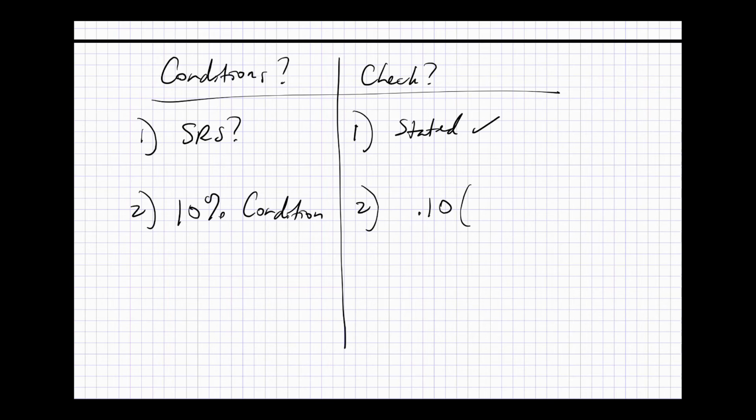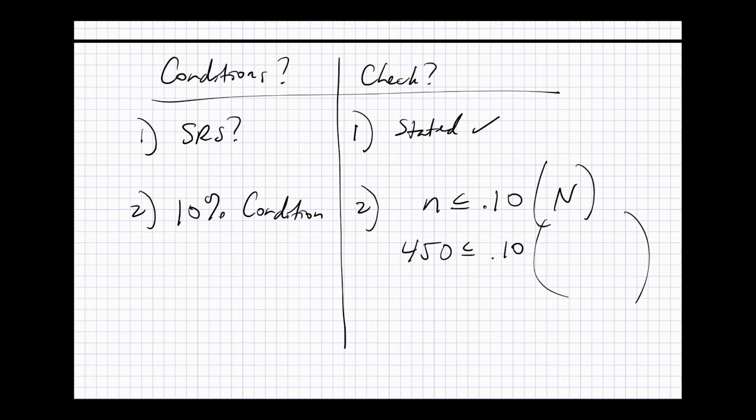n is less than or equal to 10% of big N. So little n is 450. We know that already because we labeled it earlier. They don't give us a picture for big N. So who does big N represent? There you go. All people who receive the vaccination. All vaccinated people.